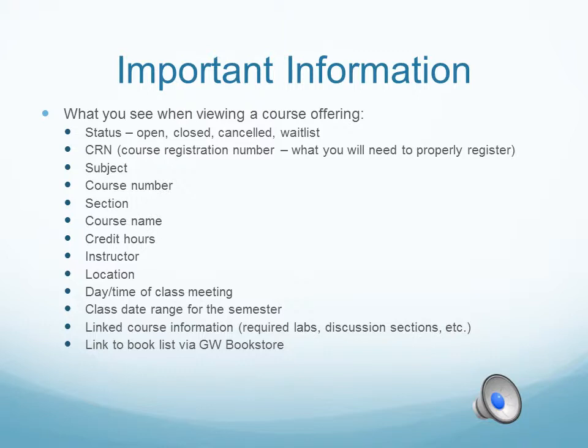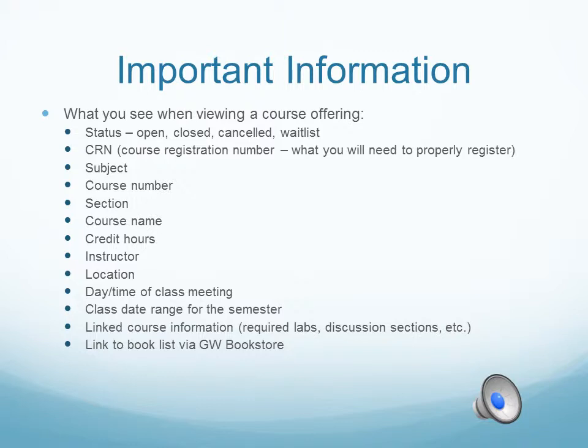When you select a course you are interested in, a lot of information will show up regarding that class. Some important features to note are the status, which is whether the course is open, closed, canceled, or a waitlist. The course registration number, which you will want to write down on a separate sheet of paper as you will eventually use this to actually register for the course.